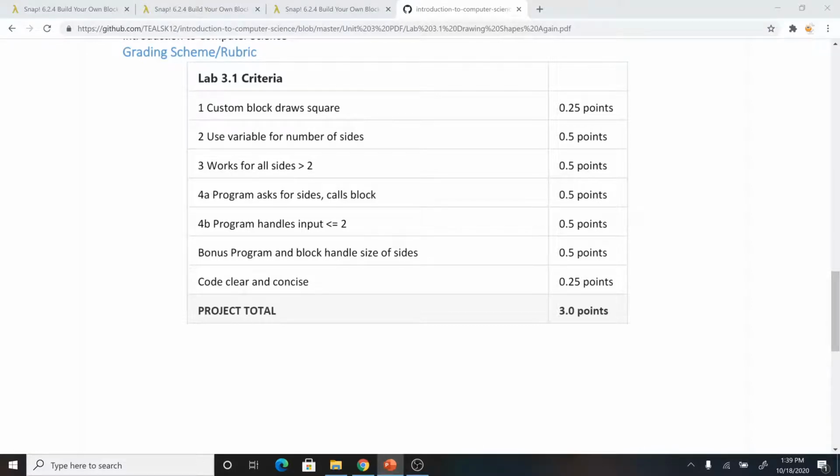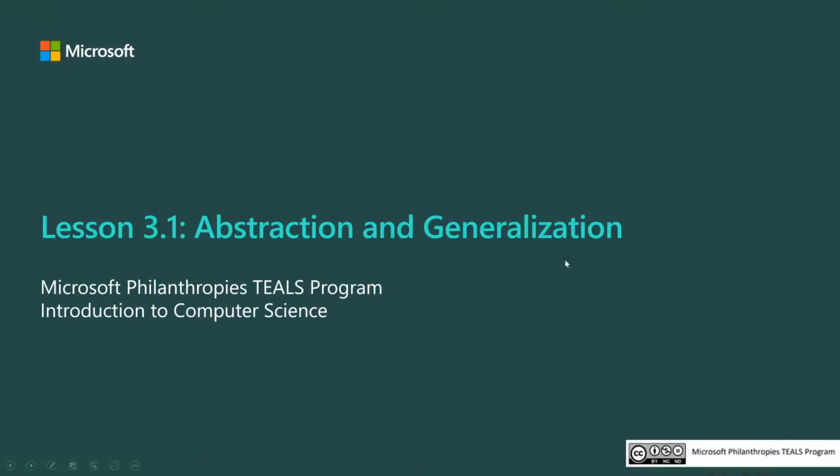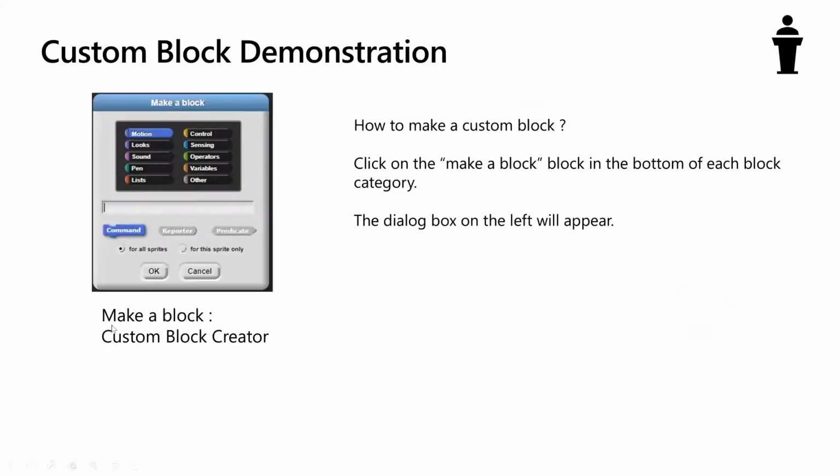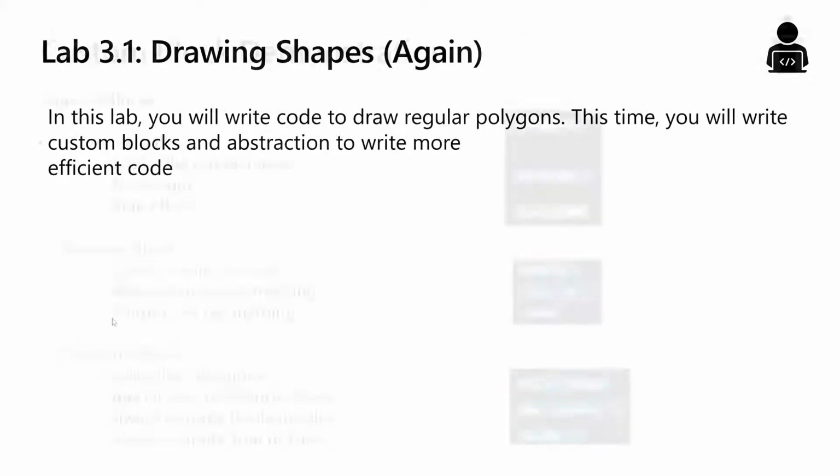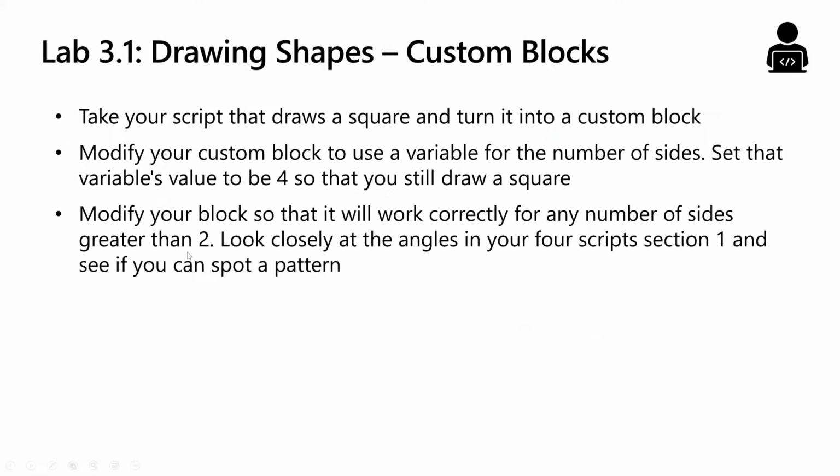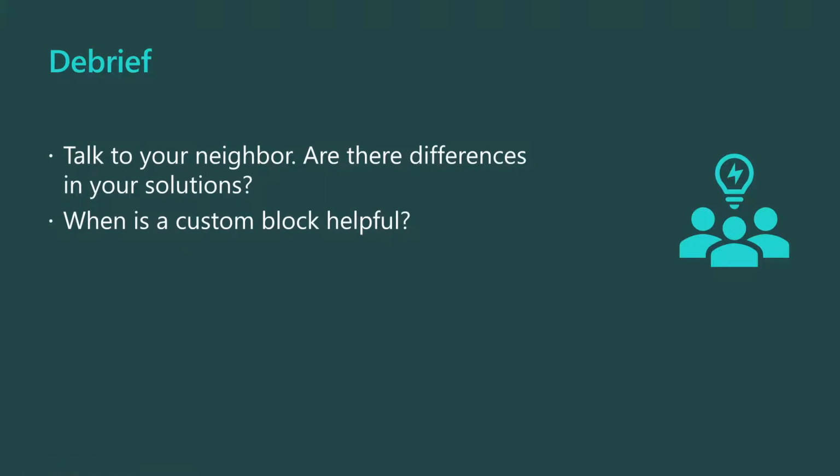Now let's take a look at what we learned in this lesson and go to our exit ticket. We have already gone through the drawing shapes, and finally, talk to your neighbors and see if there are any differences in your solutions or in your custom block, and also try to see why a custom block is helpful or how it makes things easier for you.